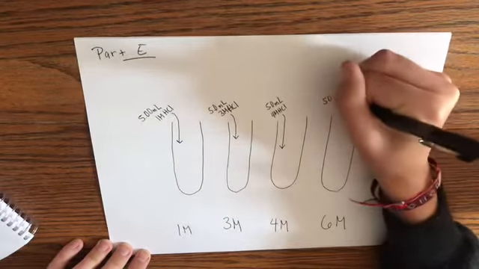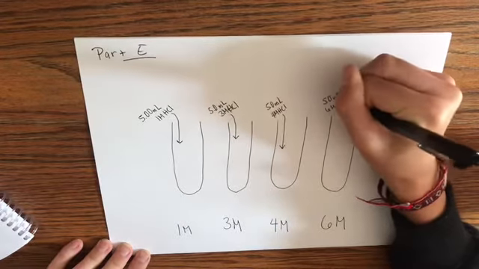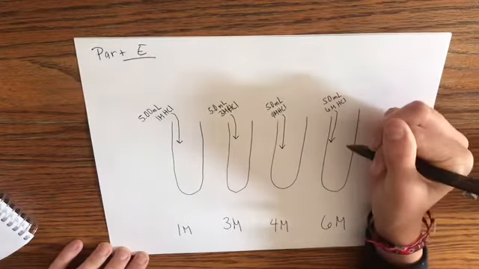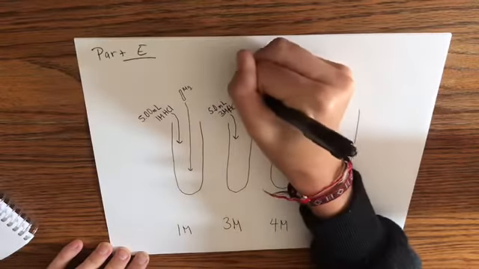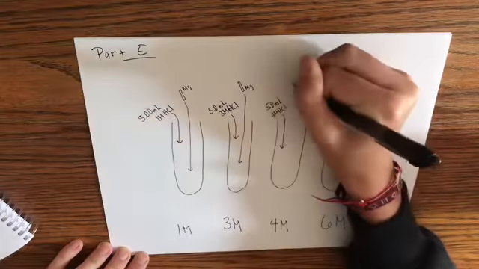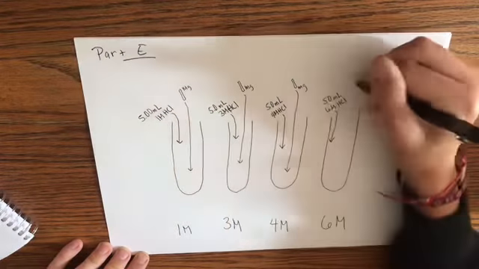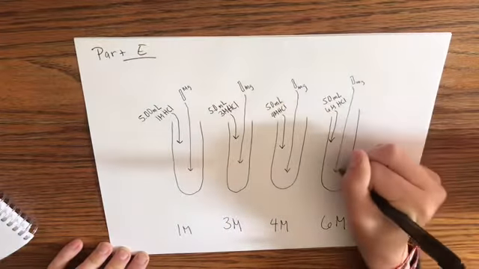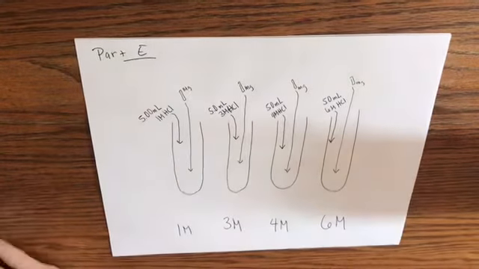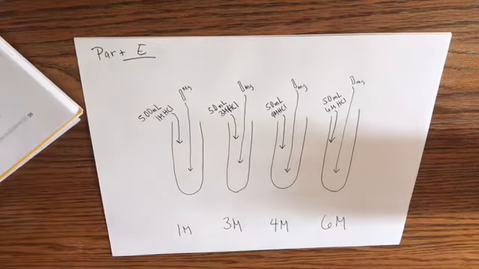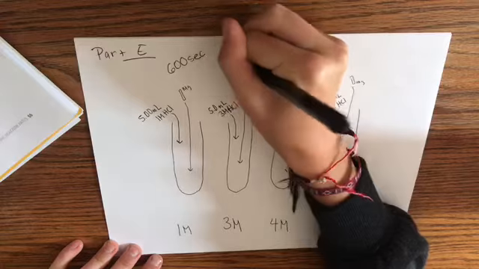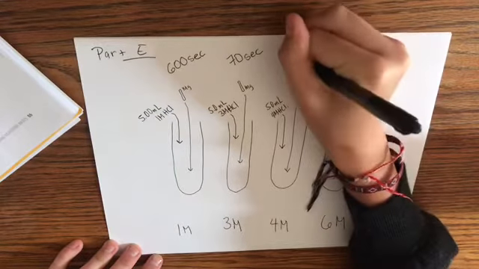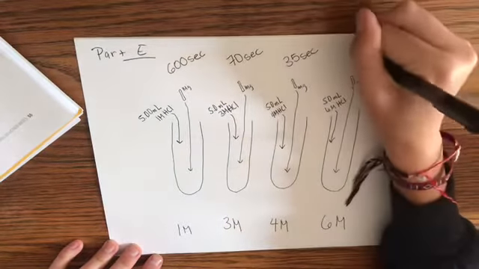So the higher the molar HCl, the quicker we found that the magnesium dissolved. It was 600 seconds for 1 molar, 70 seconds for 3 molar, 35 seconds for 4 molar, and 13 seconds for 6 molar. And that was the end of our experiment.